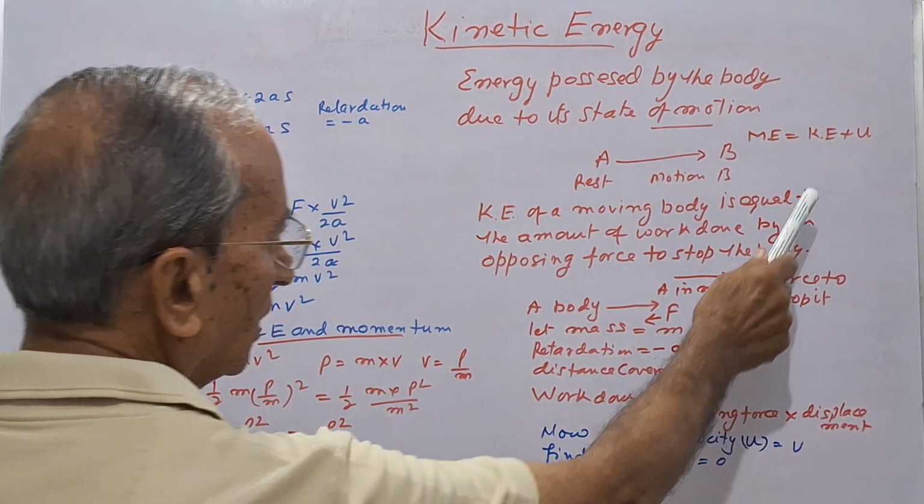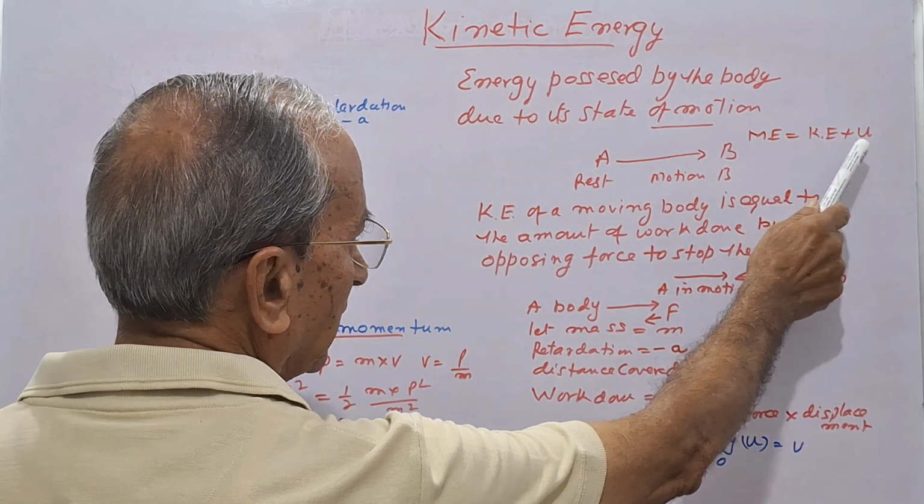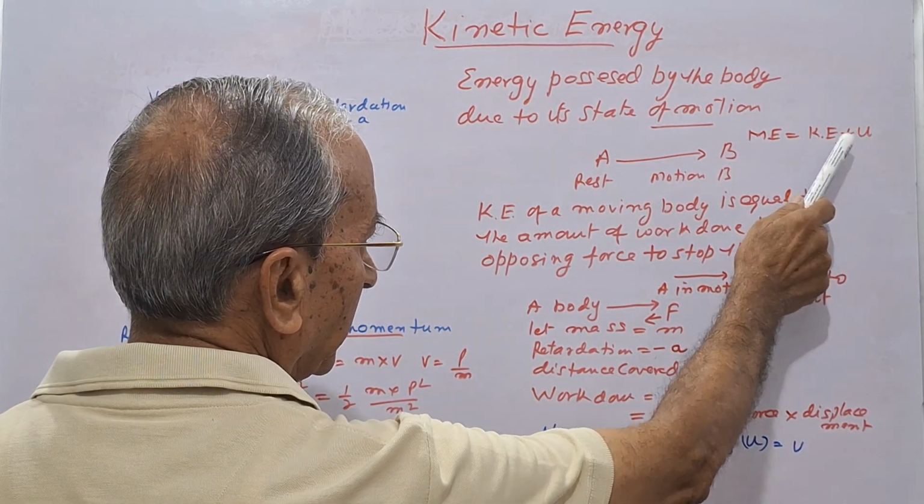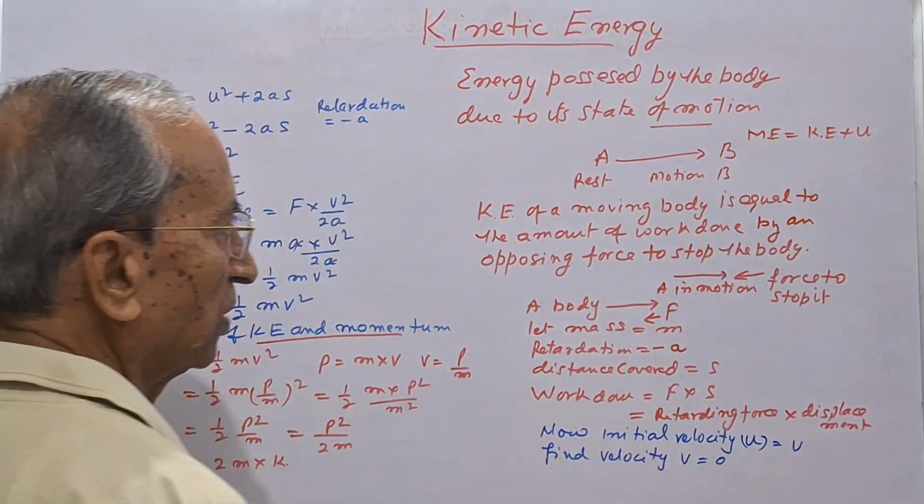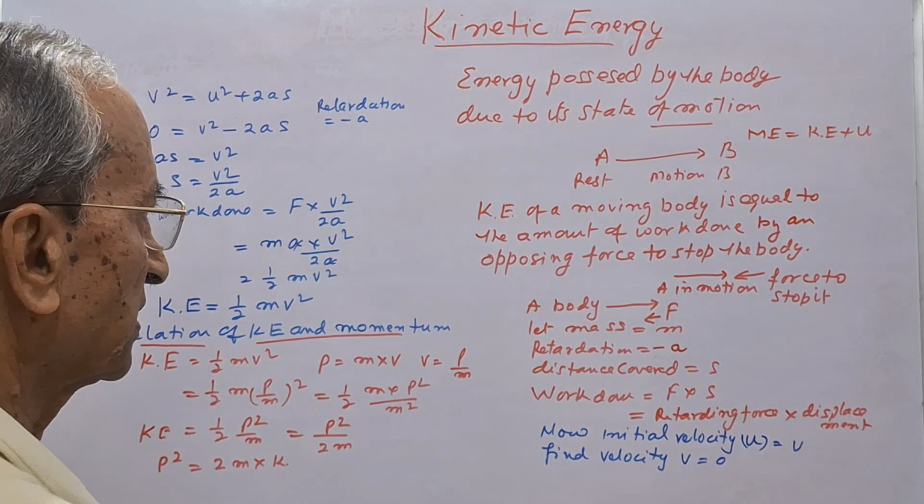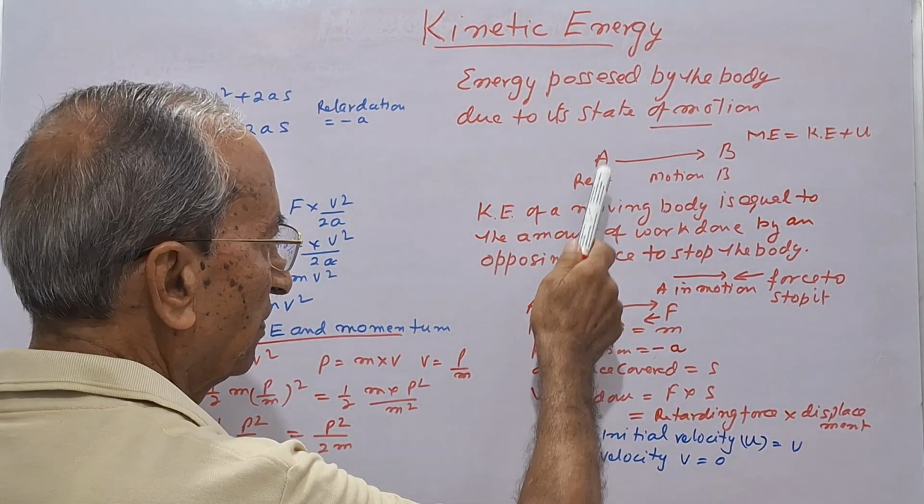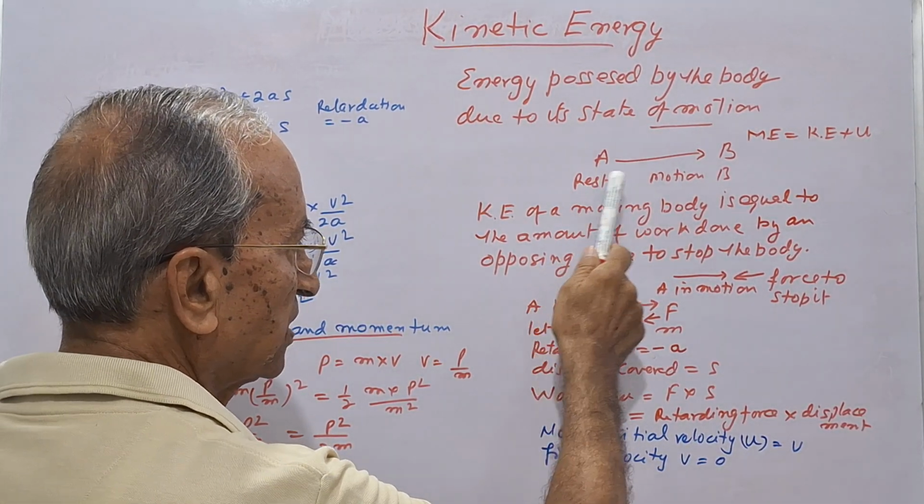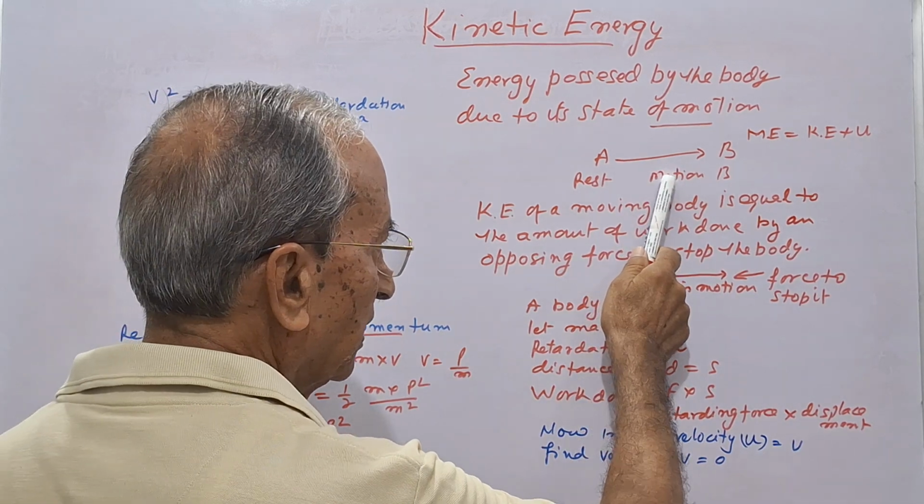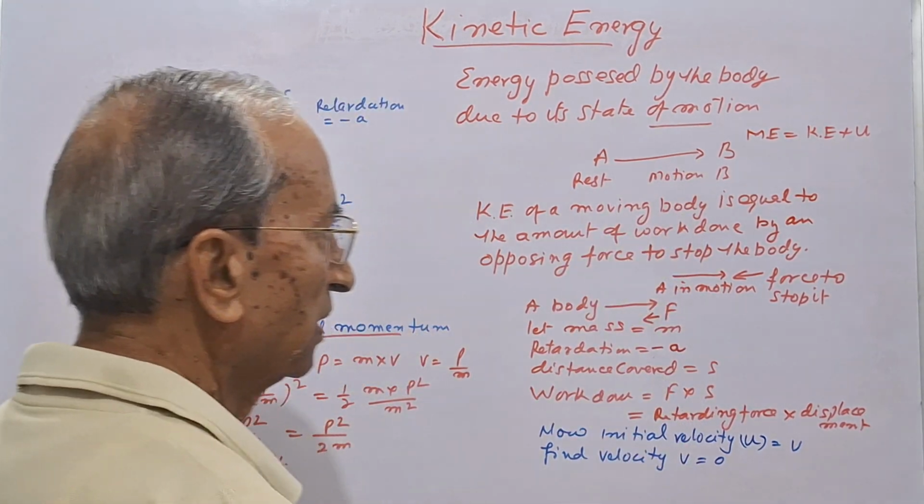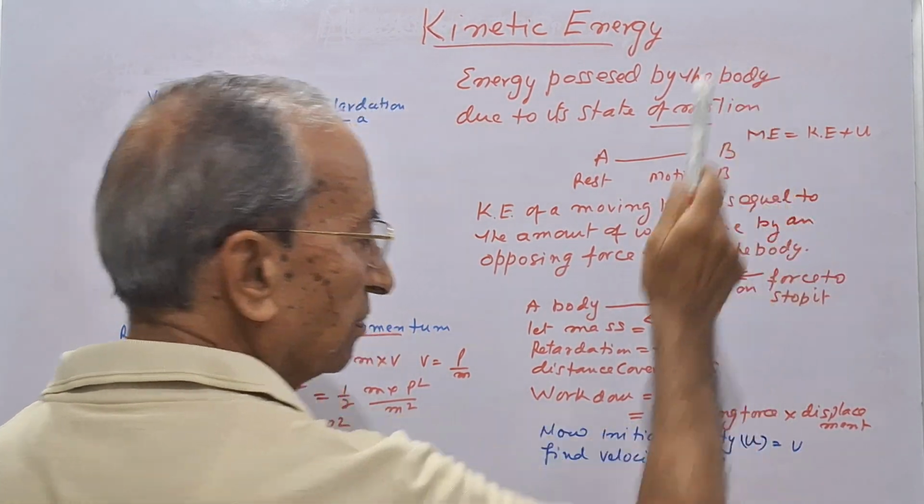And the sum of the kinetic energy and the potential energy at a given moment is equal to the mechanical energy. So if some part of the potential energy changes to the same part of the kinetic energy, then the total of the two will remain the same.